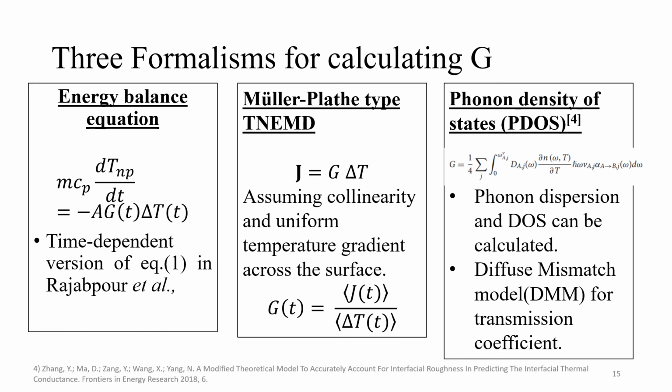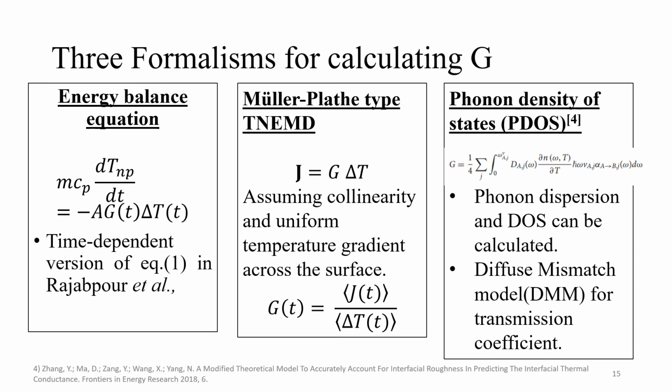The second way of calculating G is that in LAMMPS we can calculate flux. We can measure flux at each time step. So assuming collinearity, we can calculate G from this formula, which is time averaged over, say, 0.1 picosecond or 0.2 picosecond. That's what is normally done in the Muller-Plath method. So that's something that we can do in LAMMPS.